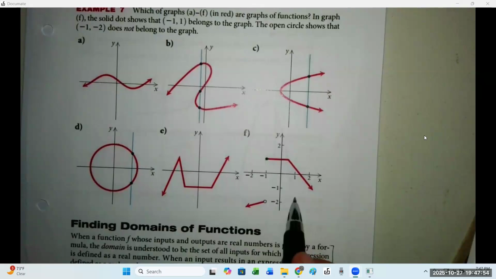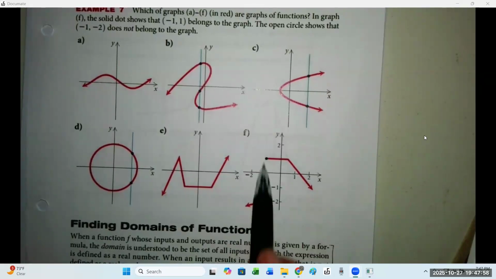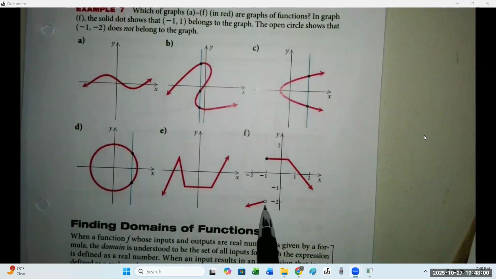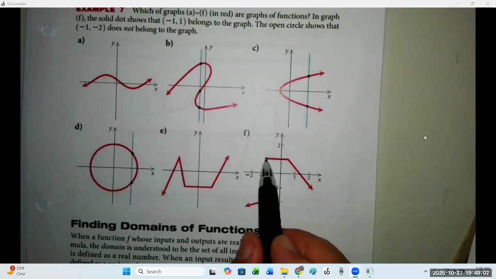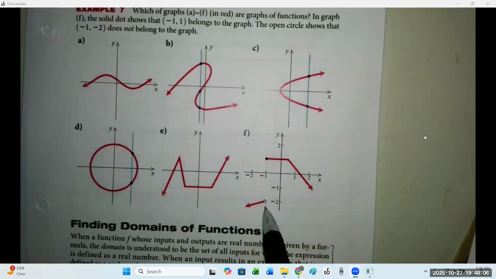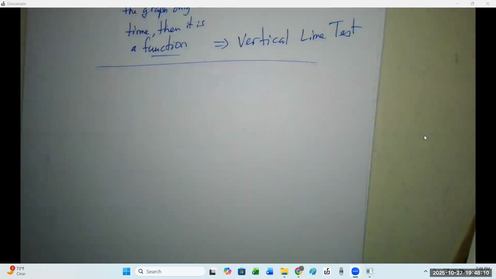This one is a function also, because even at this point here at -1, see how this one's open and this one's closed? That means this is the only point it touches. This one's not going to be touched. So that's what we're looking at there. Vertical line test.